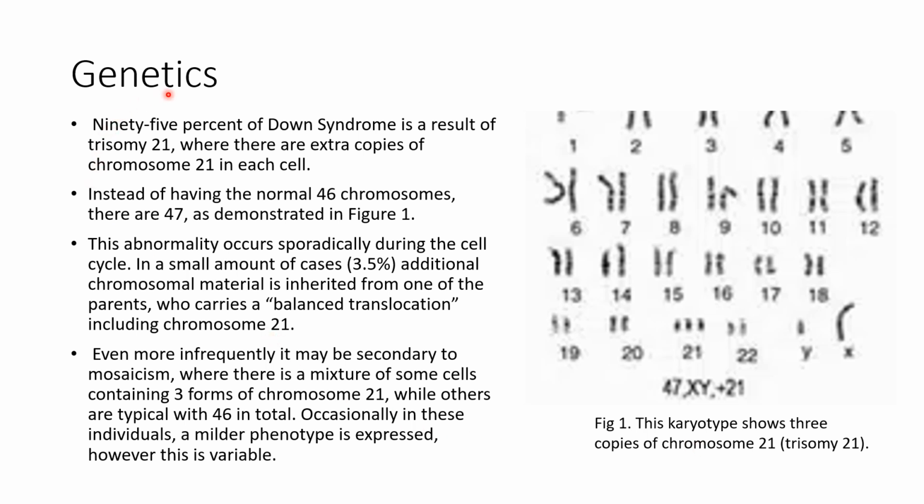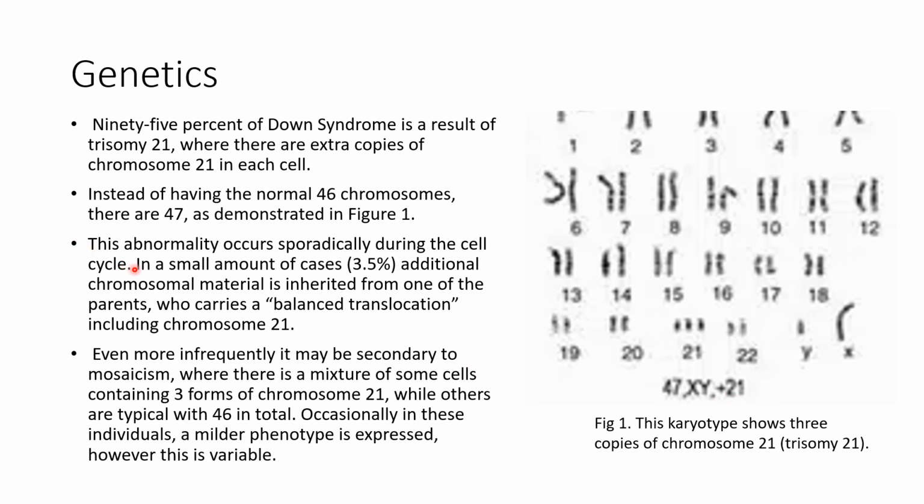Then let's talk about the genetics of Down syndrome. 95% of Down syndrome is a result of trisomy 21, where there are extra copies of chromosome 21 in each cell. So instead of having the normal 46 chromosomes, there are 47, which is demonstrated by this figure here. On chromosome 21, there is an extra copy. So instead of the normal 46, there is actually another one, meaning we end up having 47 XY, with an extra chromosome 21.